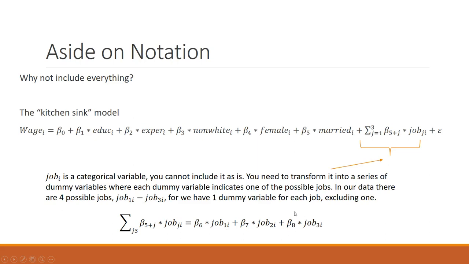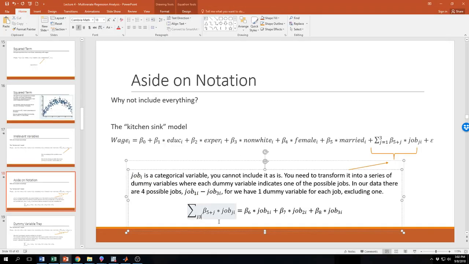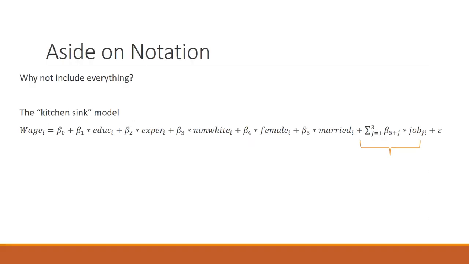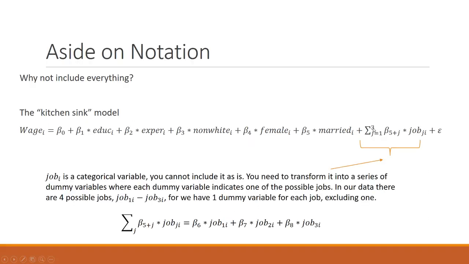So we have four possible jobs, so we will create three dummy variables and include those three in the model. Now, instead of writing that out, I just use the sum notation, the sum from j equals 1 to 3. I have a little bit of a typo here, I'll just correct this real quick. The sum from j equals 1 to 3 will give you beta 6 times the first job dummy variable, plus beta 7 times the second job dummy variable, plus beta 8 times the third job dummy variable. So this includes three of the four dummy variables.